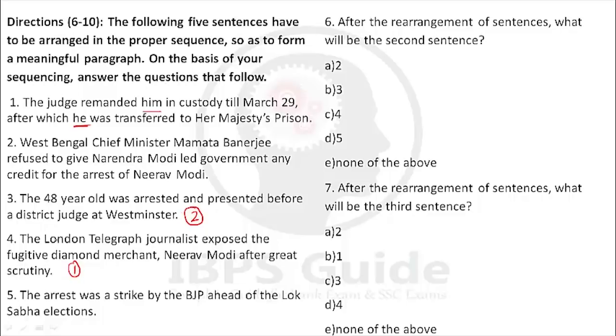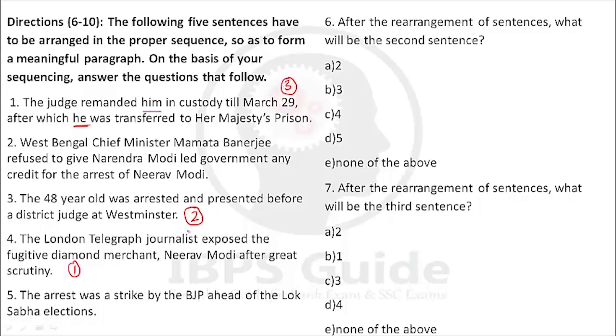After that, the judge at Westminster, so definitely that sentence is first. The judge remanded him in custody till March 29, after which he was transferred to Her Majesty's prison. So that means the first sentence is in third position.